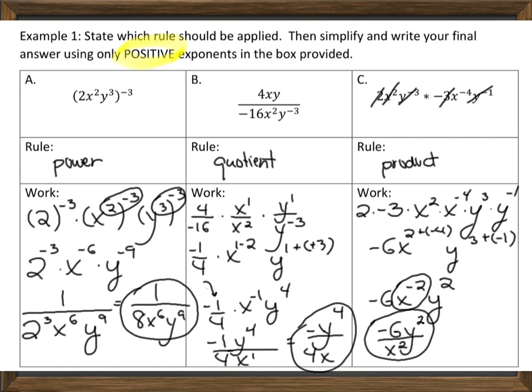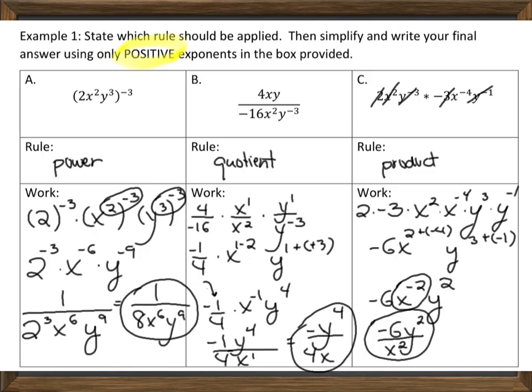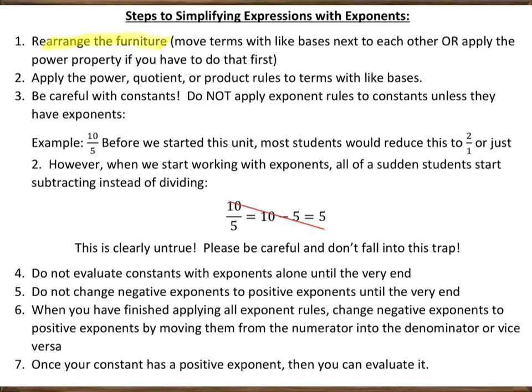Okay, so in this example, we only had to apply one exponent rule to each problem. So now here's some suggested steps to simplify expressions when we're applying more than one rule. So one thing you can do is what I call rearranging the furniture, and that's what we did here, right? I moved things around so it was more visually apparent which terms I could apply the rules to. Then you can apply the product, quotient, or power rule once you rearrange things.